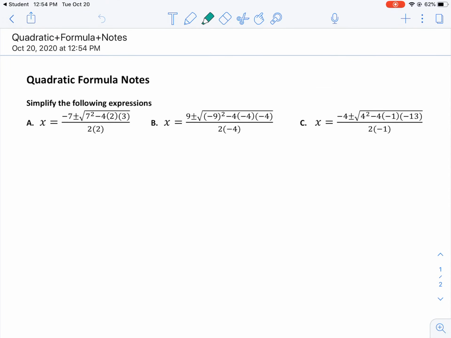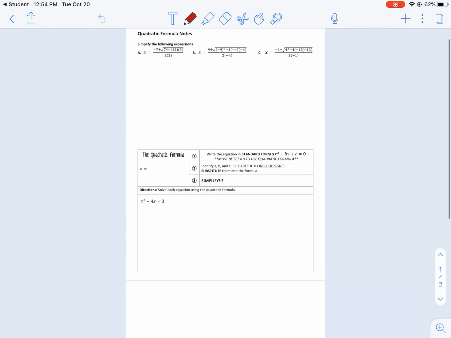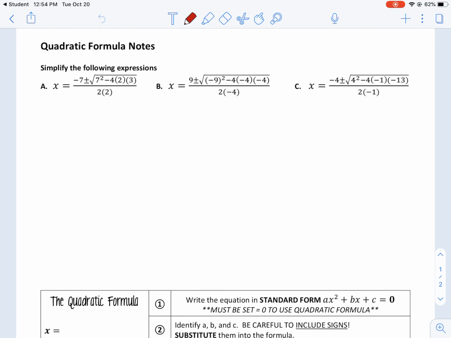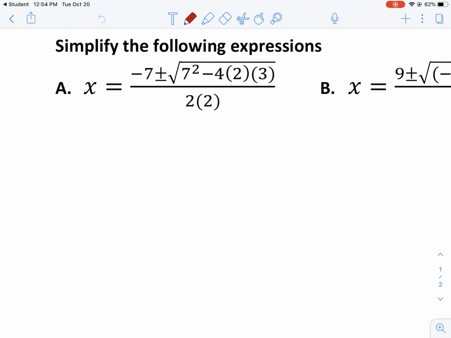Hey, this is going to be the video for quadratic formula notes. Hopefully, this video isn't going to be too long. What we're going to do is introduce the quadratic formula. So, this is what the quadratic formula looks like.